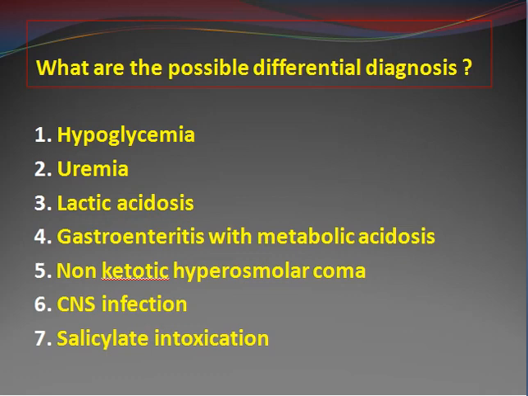What are the possible differential diagnoses of DKA? The differential diagnosis of DKA includes hypoglycemia, uremia, lactic acidosis, gastroenteritis with metabolic acidosis, non-ketotic hyperosmolar coma, CNS infection like meningitis, and salicylate intoxication.